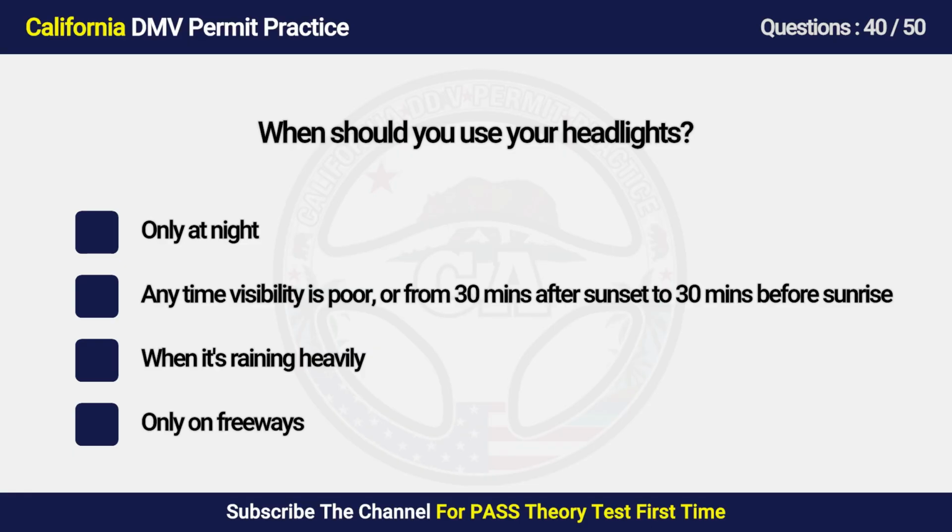A. Only at night. B. Anytime visibility is poor or from 30 mins after sunset to 30 mins before sunrise. C. When it's raining heavily. D. Only on freeways.